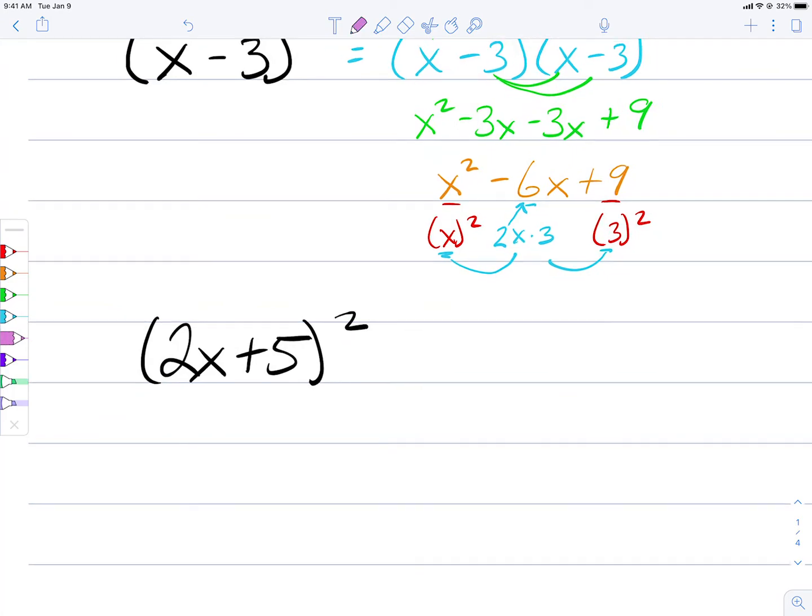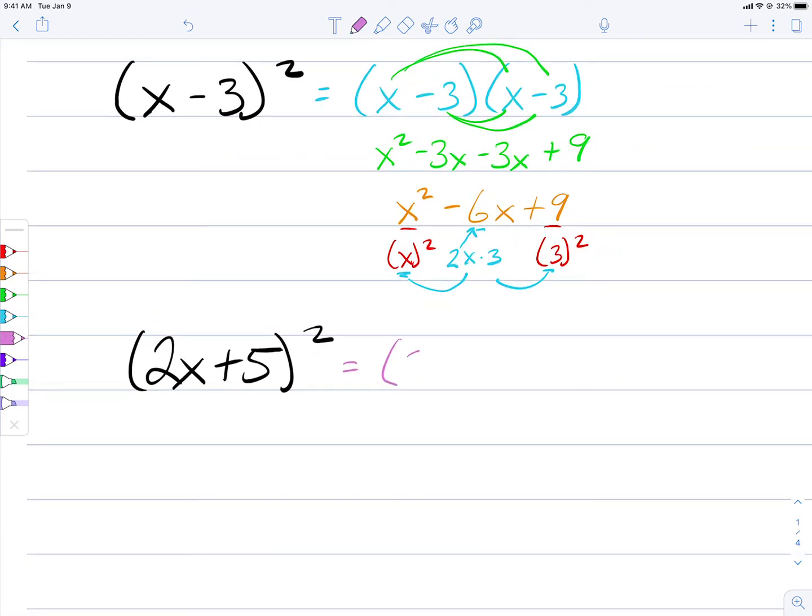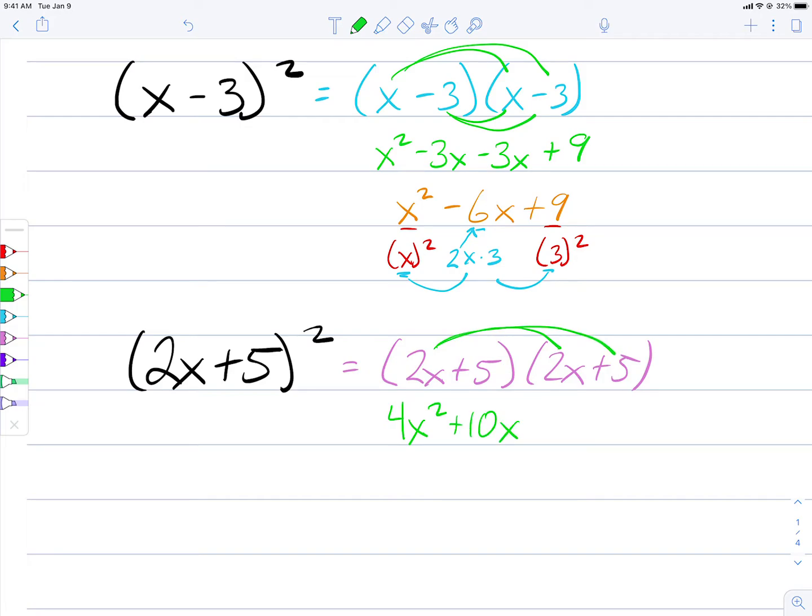So (2x + 5)² comes from (2x + 5) times (2x + 5). And I'm going to multiply it. So 2x times 2x is 4x squared. 2x times 5 is 10x. 5 times 2x is 10x. And 5 times 5 is 25. Combining like terms, I get 4x squared, a 20x in the middle, plus 25.